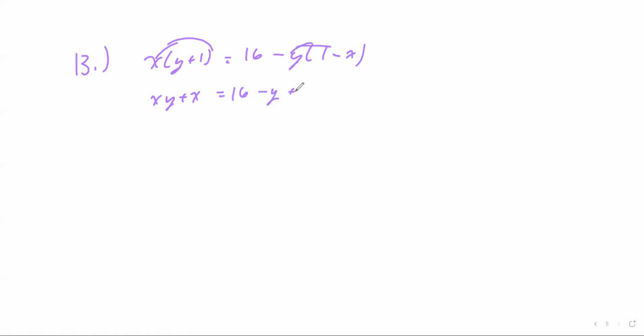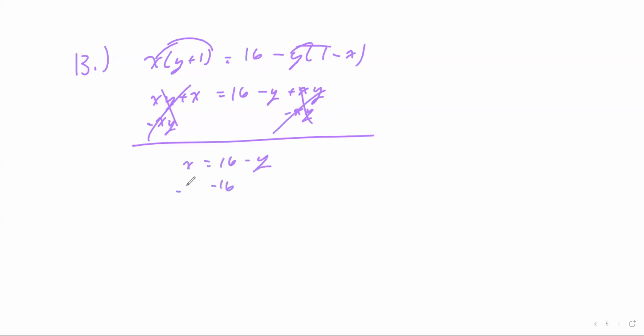Let's look at 13. I get x times y plus 1 equals 16 minus y times 1 minus x. So I distribute. It gives me xy plus x equals 16, and distributing gives me minus y plus xy. So this is why you can't assume that if there's an xy on it, it's automatically going to be a no, because if I subtract xy on both sides, notice they cancel each other out. So now I have x equals 16 minus y.